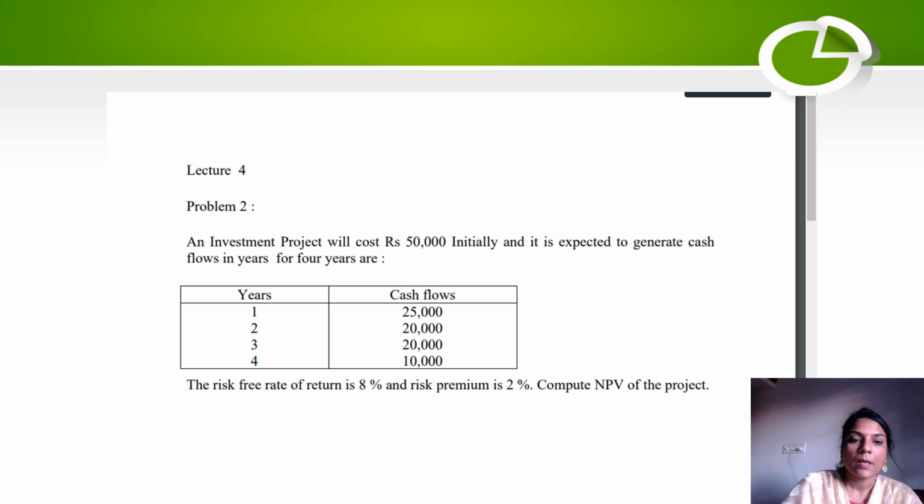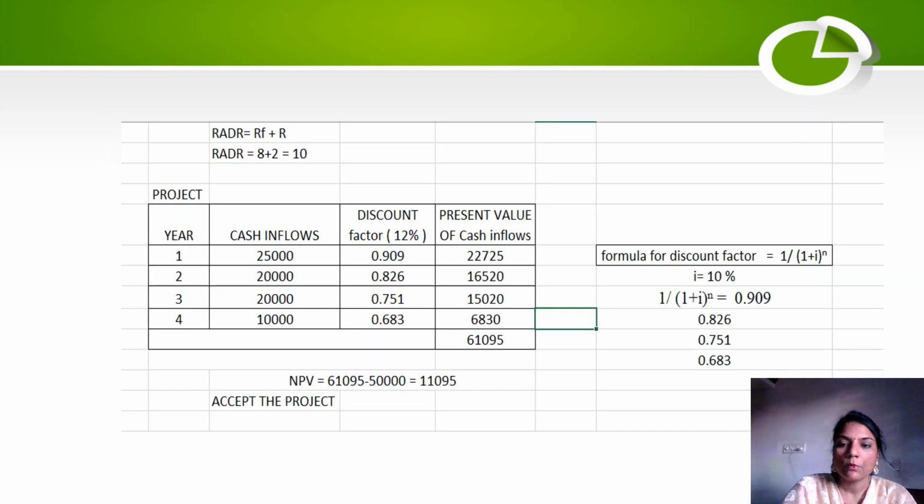For example, here they have given an investment project which costs rupees 50,000 initially, and it is expected to generate cash flows for 4 years. This is the question. The first year the cash inflow will be 25,000, the second year 20,000, the third year 20,000 and then 10,000. They have given the risk-free rate of return as 8% and the risk premium as 2%, and you need to calculate the NPV of the project. The project cost they have given is 50,000. I have worked out this problem.